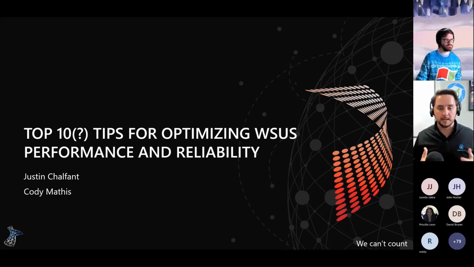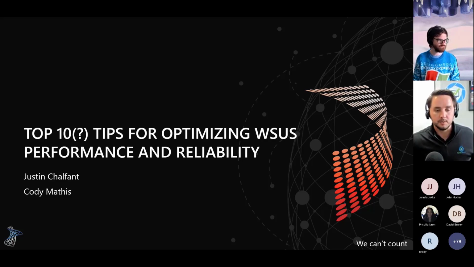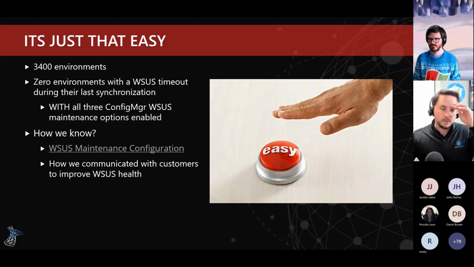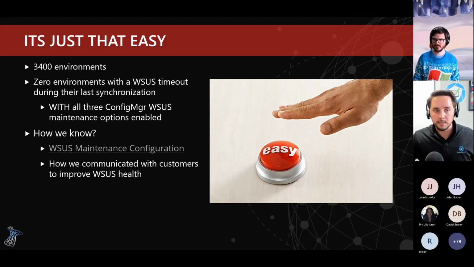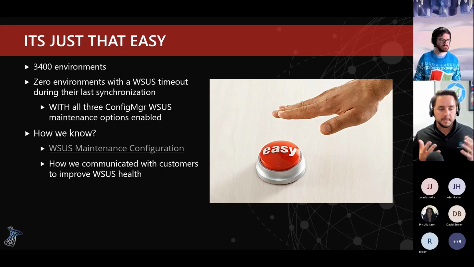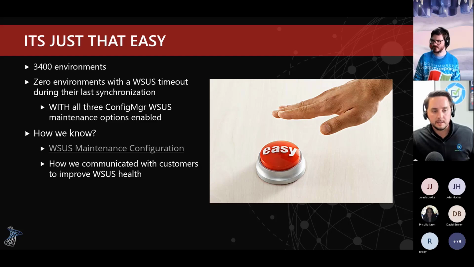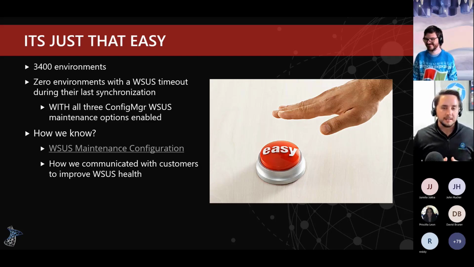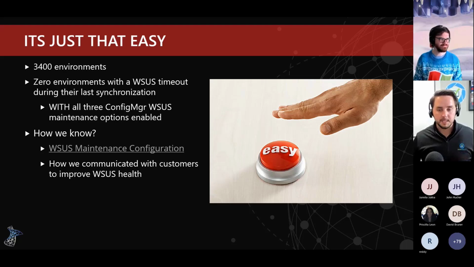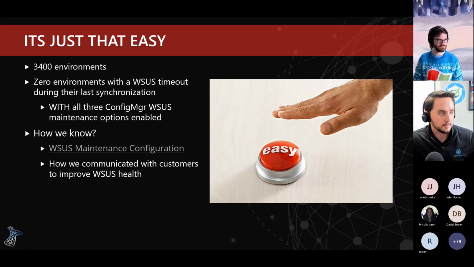So at this point, Cody and I will jump into the demo with some of those optimizations and some statistics that we've seen with all the customers that we have. Let's jump into that. For a little background on where we were able to pull some data: at Patch My PC, where we both work, we have about 3,400 customer environments. We implemented the ability to understand if optimizations for WSUS were actually enabled. Let me pull up this guide and we'll dig into this a bit more.